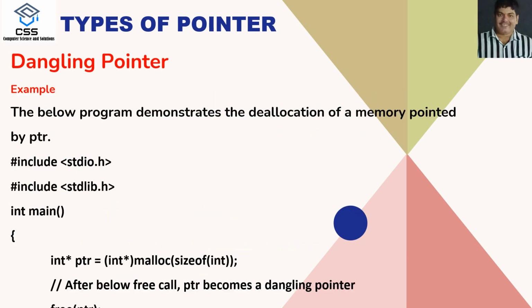Suppose we have taken a pointer variable and we allocate it by malloc. Malloc is a dynamic memory allocation function. Its syntax is data type, pointer. It is an integer pointer, malloc, size of int, meaning how much space the integer will take, whether 4 bytes or 8 bytes, taken by the ptr. But before using it, free ptr. Free is a dynamic memory function through which we can deallocate the memory. We allocate and we remove it.